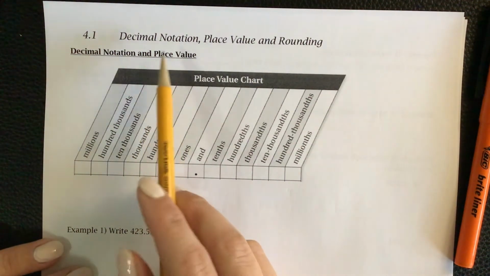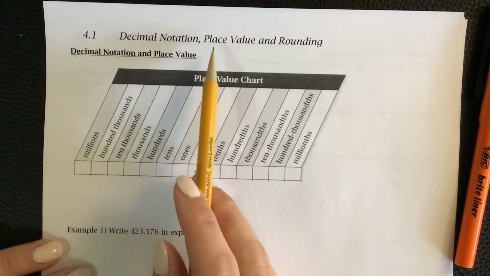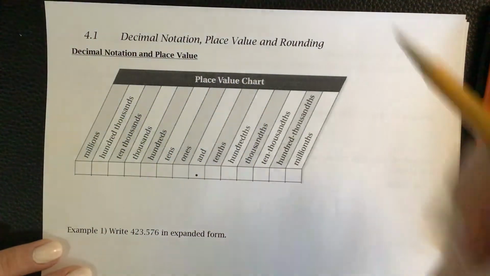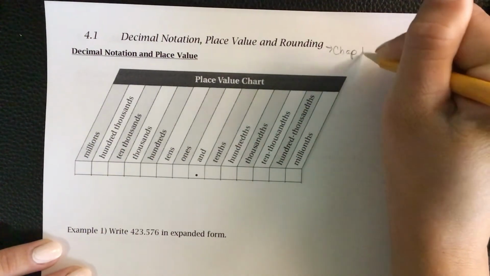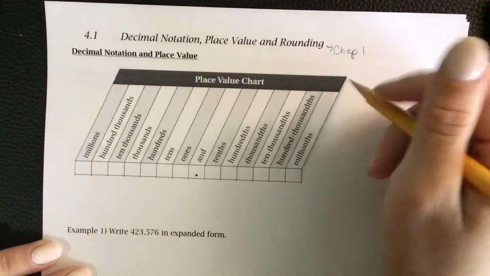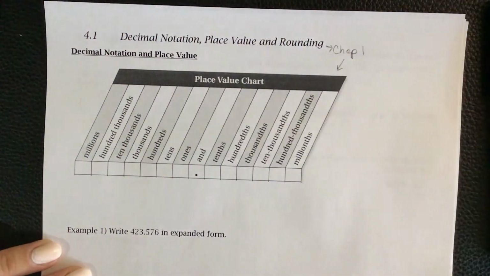4.1, beginning of chapter 4, which is focusing on decimals. 4.1 focuses on decimal notation, place value, and rounding. This can go back to, again, chapter 1 when we talked about the verbiage of how to write numbers. This is going to be really important.